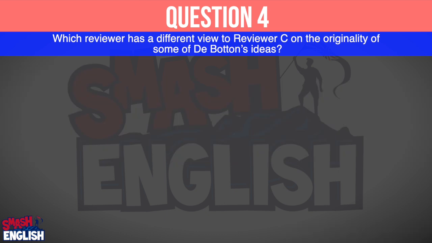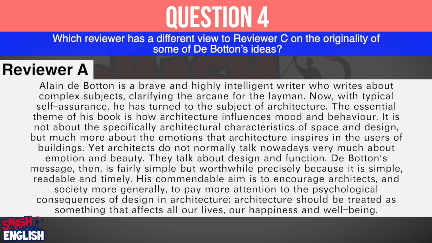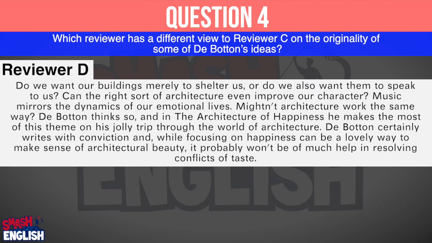Okay, so now it is time for me to reveal which parts of the texts you should have highlighted. Let's see how you did. Which part of C did you think was important? I highlighted this part. Most of de Botton's revelations, such as the contradictions in Le Corbusier's theory and practice, are not particularly new. Now, what about A? Could you find anything? Well, I couldn't find anything. I hope you couldn't either because, well, if you could, we have a problem. And what about D? Same story here. D also says nothing about how original de Botton's ideas are.